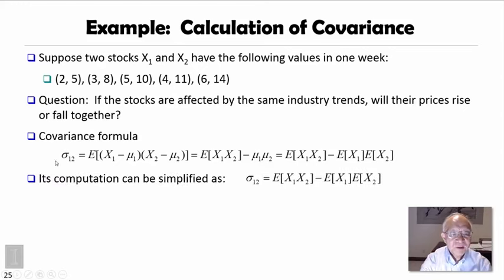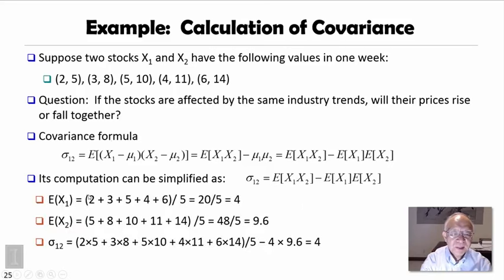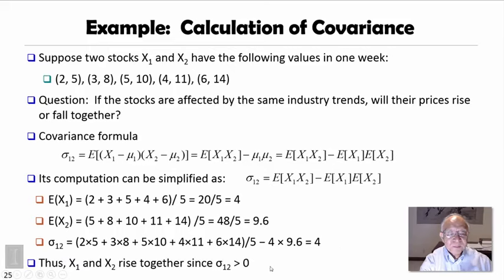If we look at the covariance formula, especially the more simplified computation formula, we can calculate the expected value of X1, which is the mean value of X1, and the expected value of X2, which is the mean value of X2. Then we look at their covariance. We use this formula: we look at their dot product, the sum of them divided by the number of variable pairs, then we subtract the expected value of X1 times the expected value of X2. Then we get the final value, which is 4. That means the covariance is greater than 0, so X1 and X2 rise or fall together.